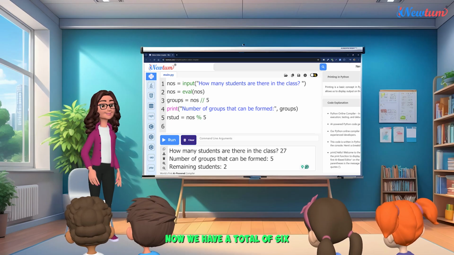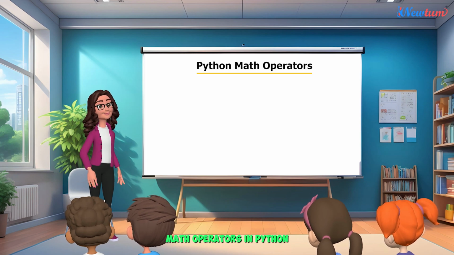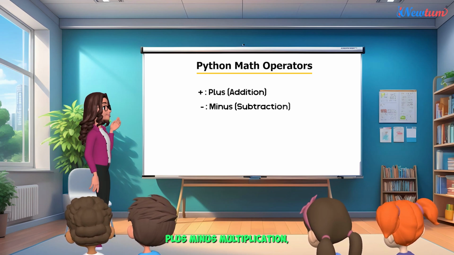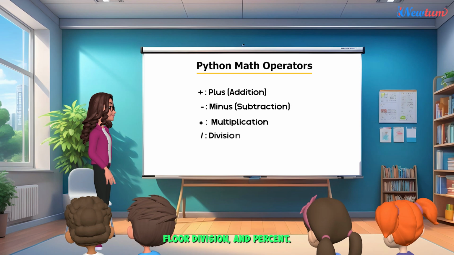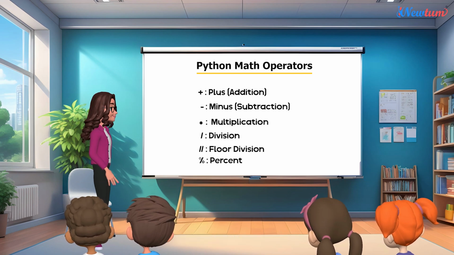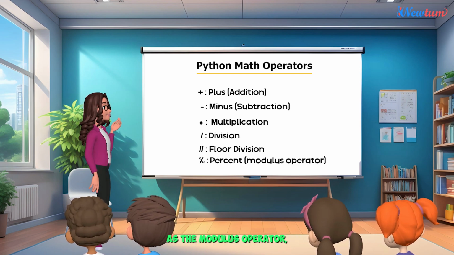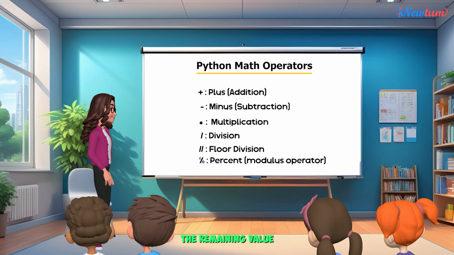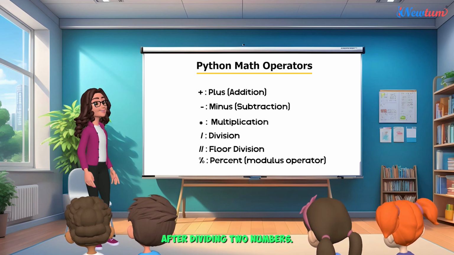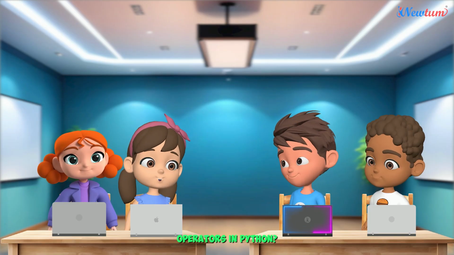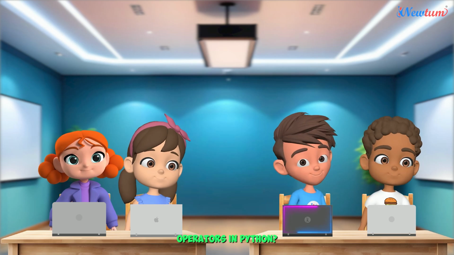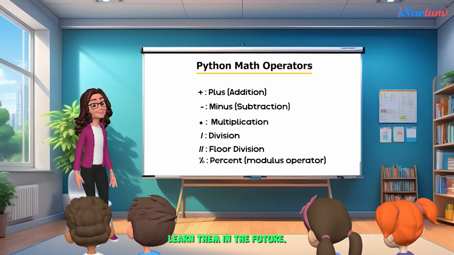Now we have a total of 6 math operators in Python: plus, minus, multiplication, division, floor division, and percent. The percent operator is known as the modulus operator, which gives the remaining value after dividing 2 numbers. Do we have more math operators in Python? Yes, we will learn them in the future.